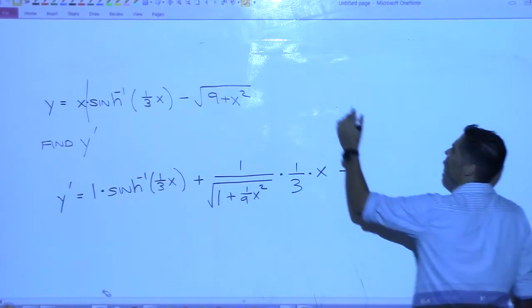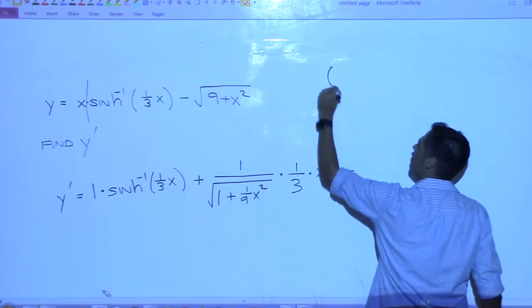Let's just do a show of hands. I really don't know if we're going to use these clickers. They just seem kind of useless.